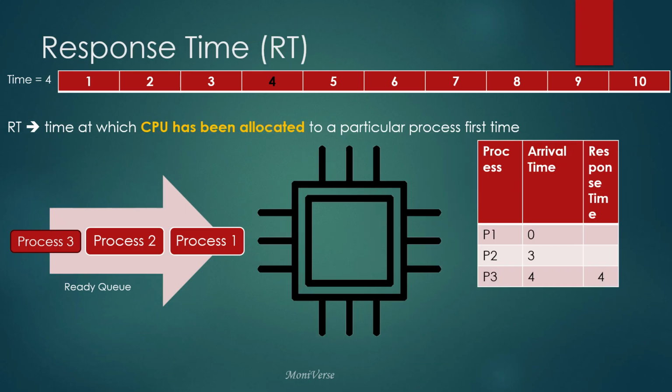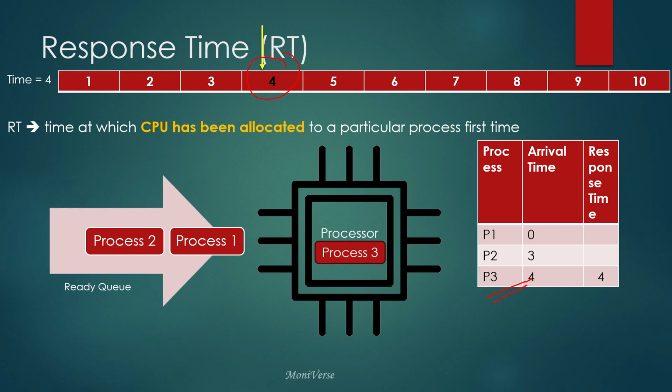So now we can see what the response time is. At time 4, we are considering the time as 4. From this table, we can understand that process 3 has just arrived at time 4, right? Imagine that with some CPU algorithm, process 3 is going to enter the processor. So time is 4 and the processor is idle. So process 3 is going to enter.